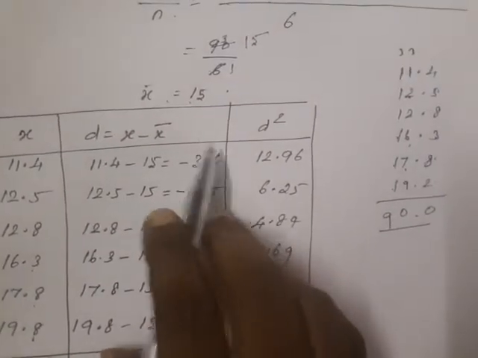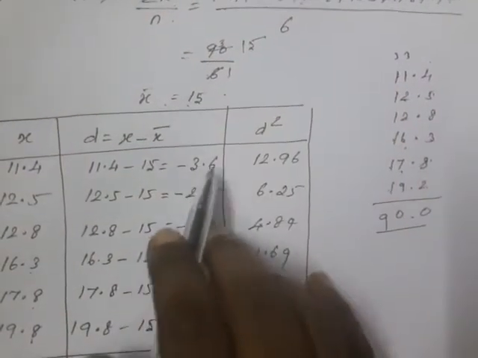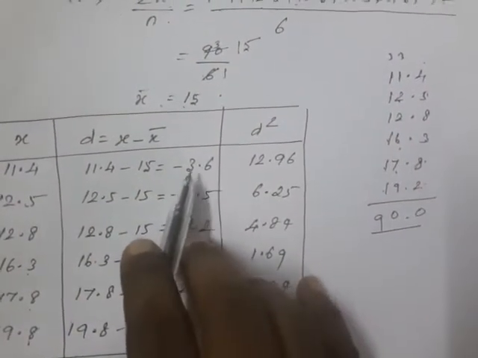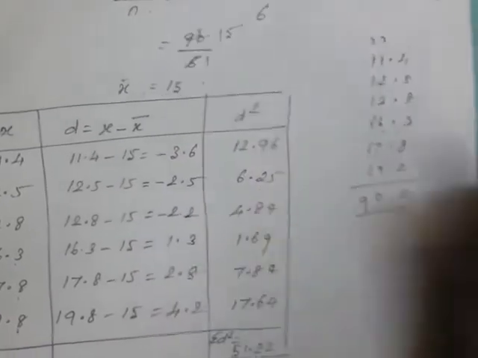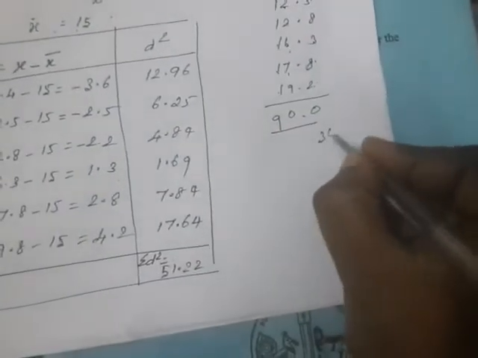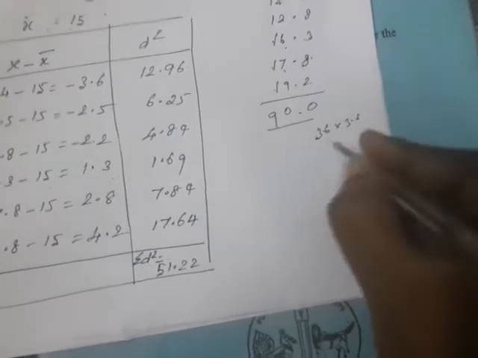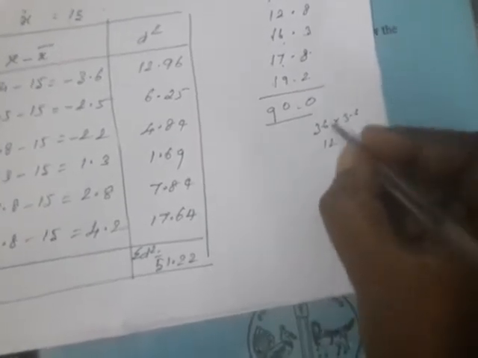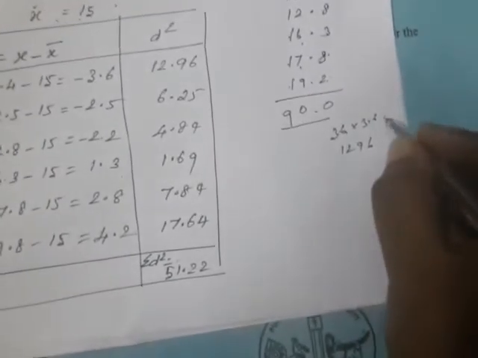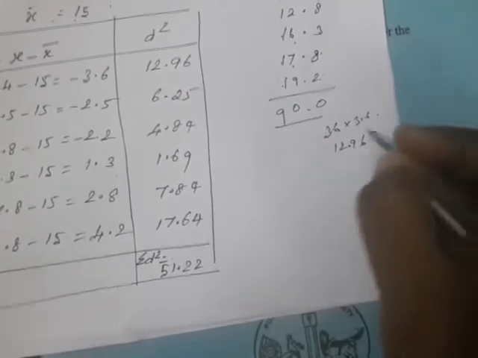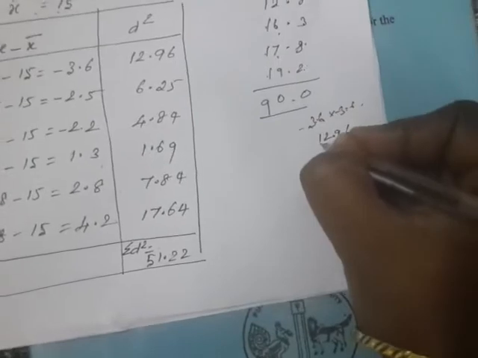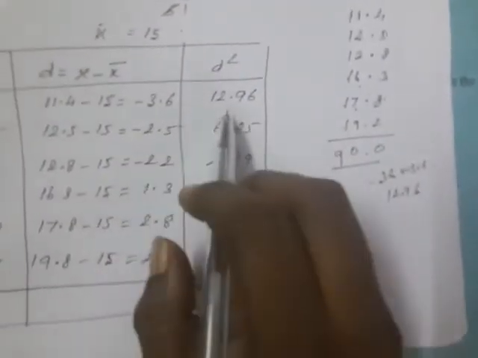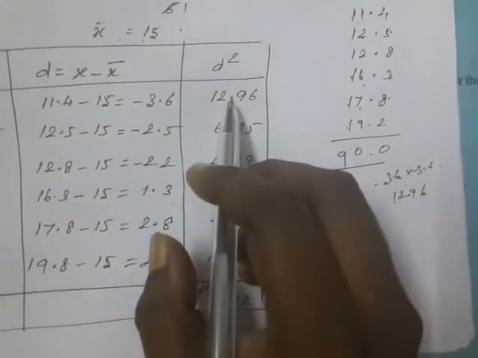So you have to square the d values, d square. 3.6 into 3.6: 36 into 36 is 1296. Point after one digit, point after one digit, totally 2 digits you have to move. Here also minus, there also minus, minus into minus is plus. So 36 36 are 1296, 2 points you have to move.